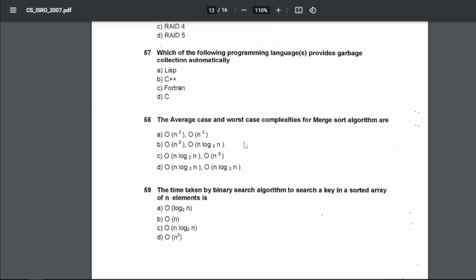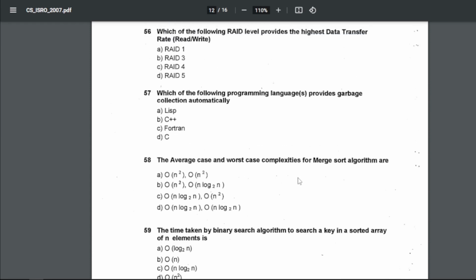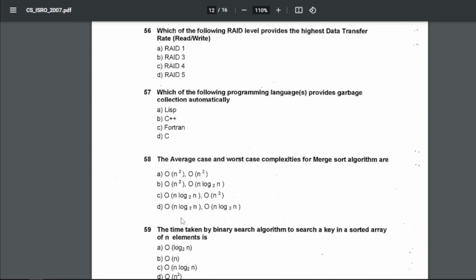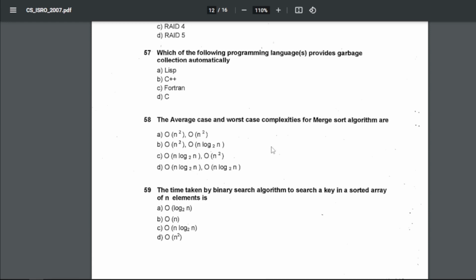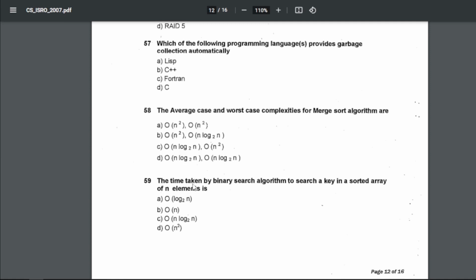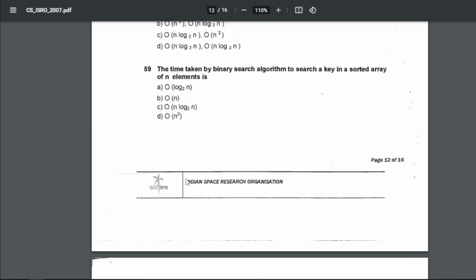58 is the average case and worst case complexity for merge sort algorithm is what? So for merge sort, both are n log n, right? Option D. So average case and worst case for merge sort, because the best case, average case and worst case complexity for merge sort algorithm is always n log n. 59 is the time taken by binary search algorithm to search a key in a sorted array of n elements is order of log n. That is option A will be the answer for this.